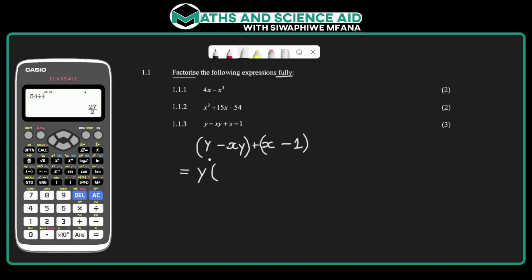And now let's see what is left after taking out the common factor. To do that, as we had already discussed, we need to divide each term by the common factor, which is y. So we divide y by y, and this will give us 1. Then we divide negative xy by y. This y is going to cancel with this y, and we are left with negative x. So we're going to have negative x here.